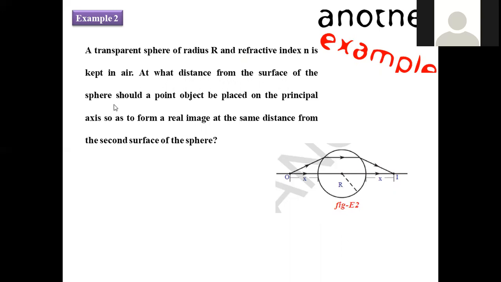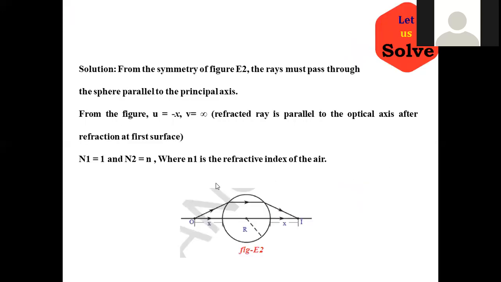At what distance from the surface of the sphere should the point object be placed on the principal axis so as to form the real image at the same distance from the second surface of the sphere? So what we are doing is, at what distance from the surface of the sphere should the point object be placed on the principal axis, right? So the real image is at the same distance from the second surface of the sphere. Here we take the radius r, and the object is kept at a particular distance. The real image distance is to be calculated using this example.